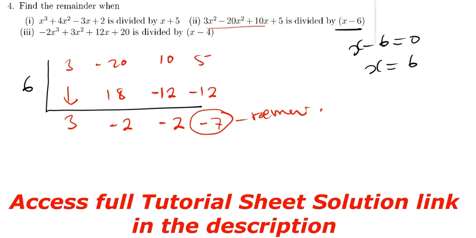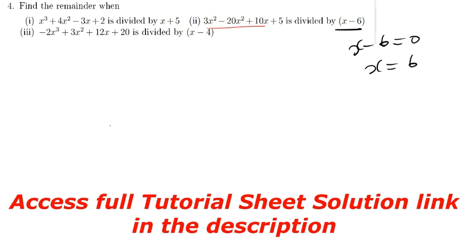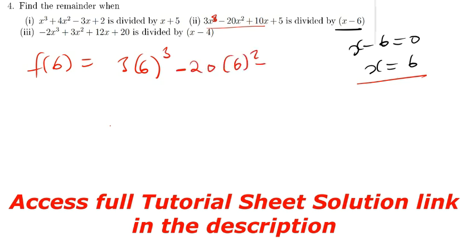Another way to find the remainder is simply to plug in the values. What do I mean? You plug this value into x. So f of 6 should be equal to, where there is x, put 6 and raise it to the power 3. This was supposed to be raised to the power 3, not 2. So you raise it to the power 3, minus 20 times 6 raised to the power 2, plus 10 times 6, plus 5. The answer you find is going to be the remainder. So like we said, the remainder is negative 7. Let's now prove here.